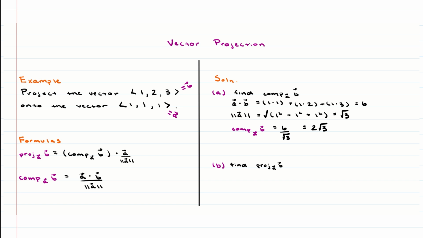Alright, so now that we have the component of b with respect to a, we can solve for the projection of b onto vector a. This equals the component of b, which is 2 square root 3, dot vector a over the magnitude of vector a, which we found earlier as the square root of 3. Now notice this square root of 3 and this square root of 3 cancel out. So that leaves us with 2 dot vector a, 1, 1, 1. And then we can simplify this to give us a final answer of the projection vector 2, 2, 2.